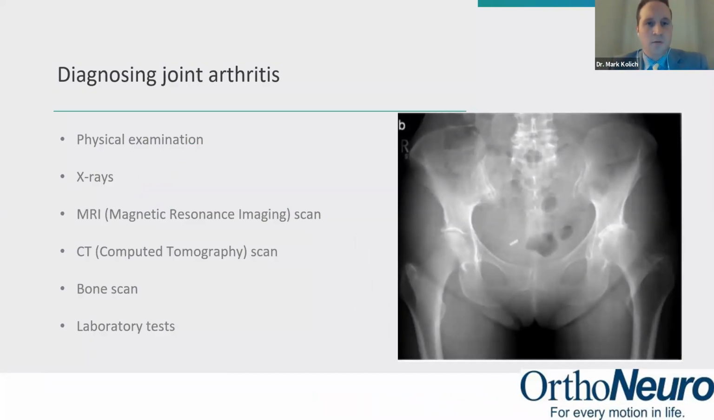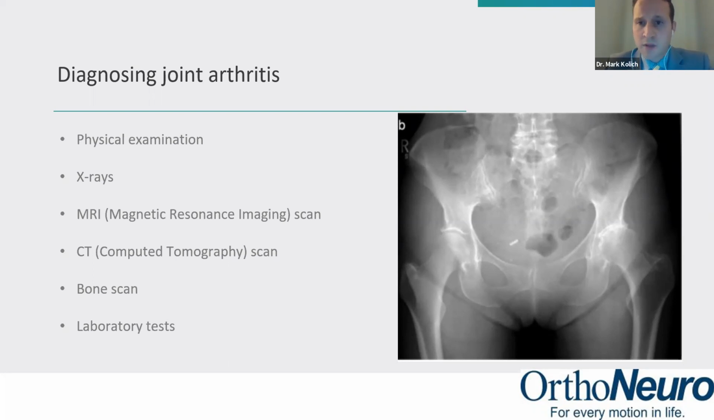Diagnosing joint arthritis. There are a number of things we can do, some fancy tests that we're able to obtain to diagnose joint arthritis. But the most important by far, the first two at the top, are the physical exam, the patient's history, of course, and x-rays. Some patients will come in with an MRI or CT or bone scan and some blood work. But by far, diagnosing joint arthritis is typically just a simple plain x-ray, as well as the physical examination. It can be pretty straightforward in diagnosing hip arthritis.